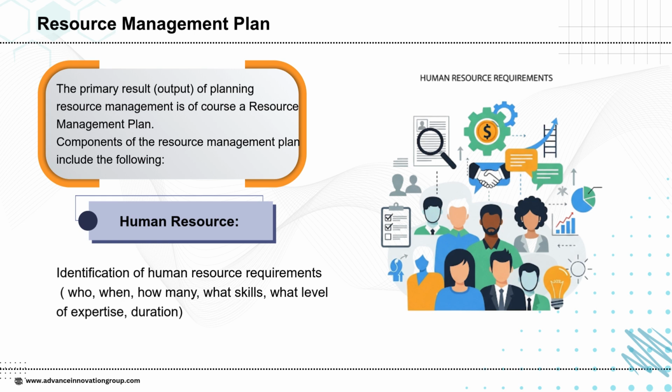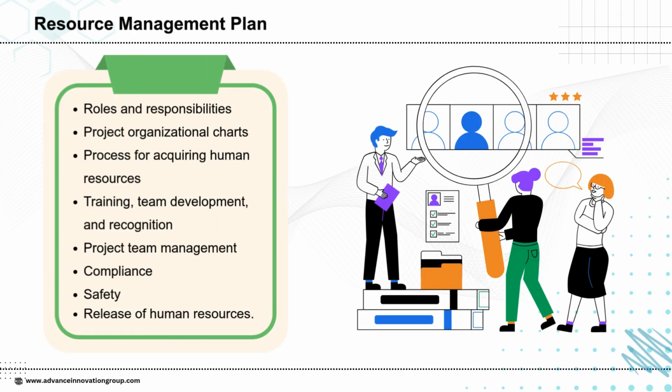By identifying these factors early, the project manager ensures that the right people are available at the right time to complete project activities successfully. The Resource Management Plan is the key output of resource planning, and it defines how resources will be organized, managed, and released.